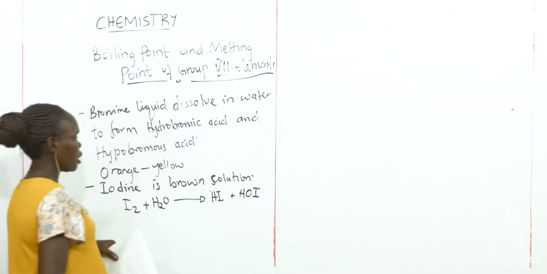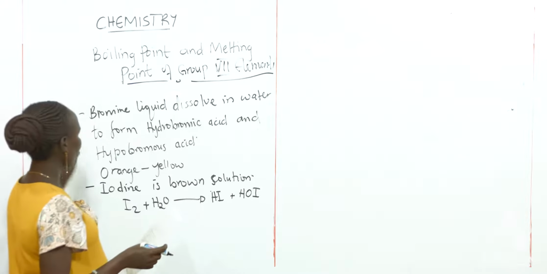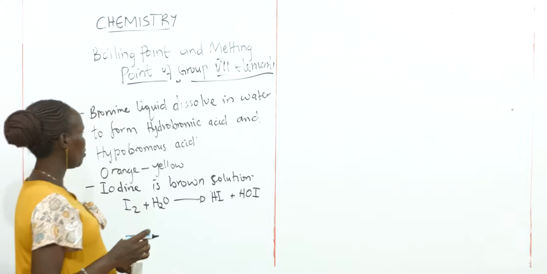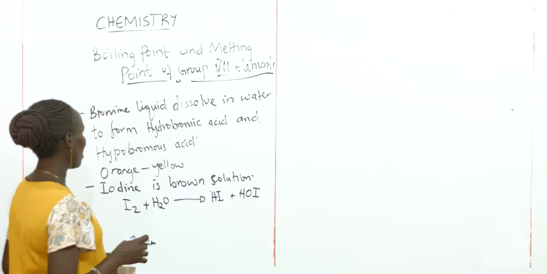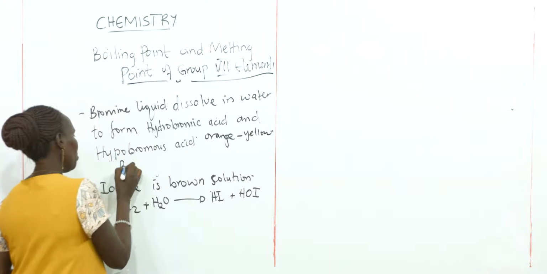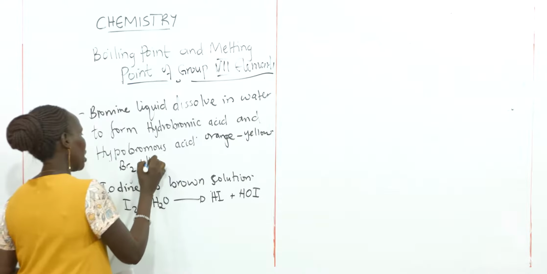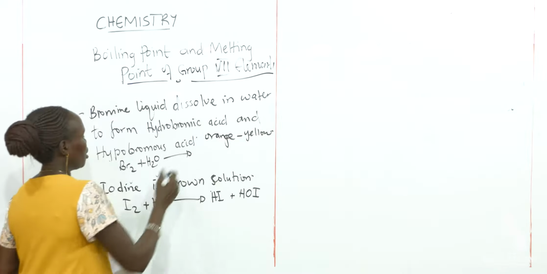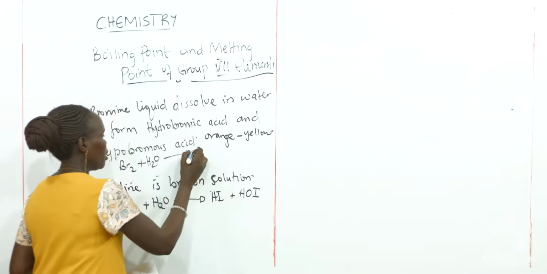So in this case, we have the reaction of bromine liquid dissolved in water to form hydrobromic acid and hypobromous acid, and we are going to see that the solution will be orange yellow, and the reaction will be bromine reacting with water. It will give us the acids: a strong acid of bromine and a weak acid of bromine.